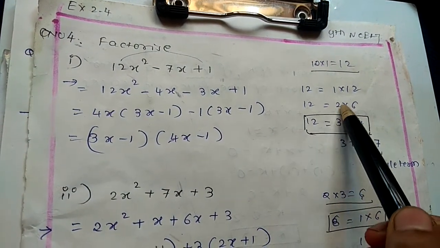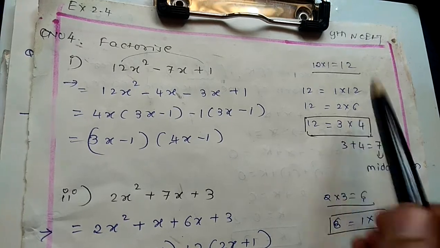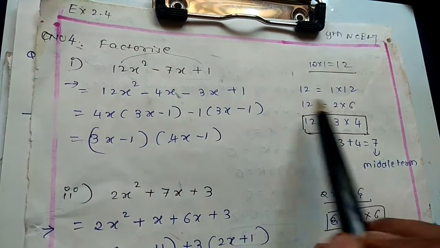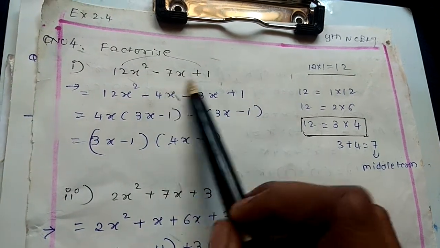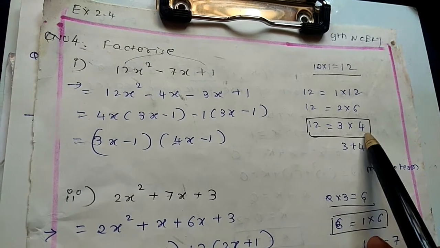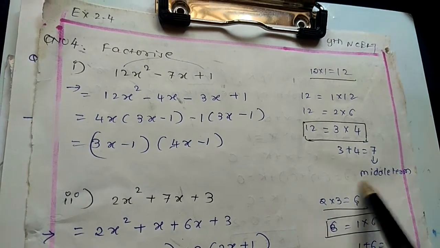12 comes in the table of 2. 2 sixes are 12, but 2 plus 6 is 8. It's not 7. 6 minus 2 is also not 7. So go for the next factor. 3 fours are 12. If you add these two, you get 7. That is what? The middle term.